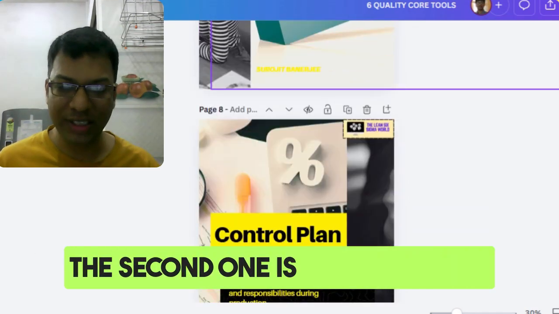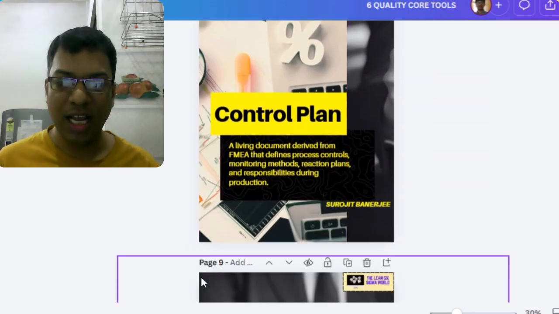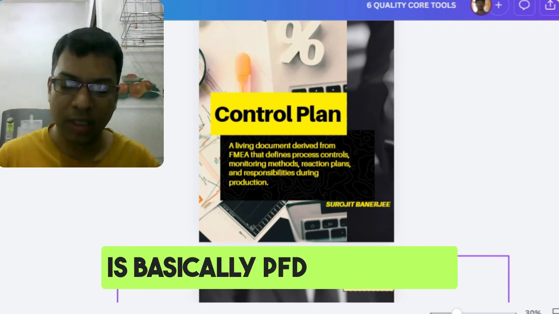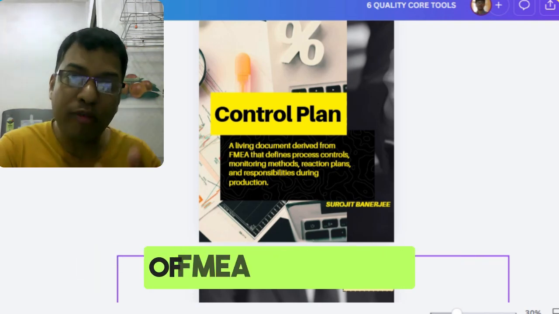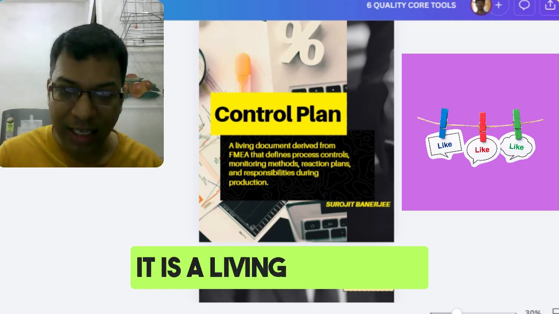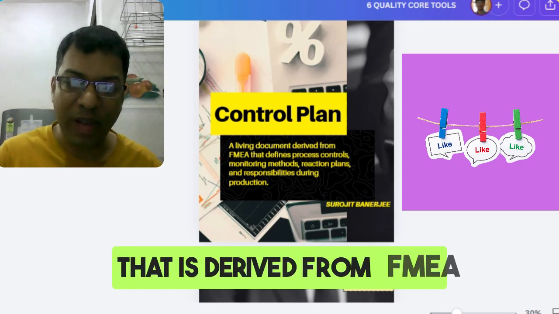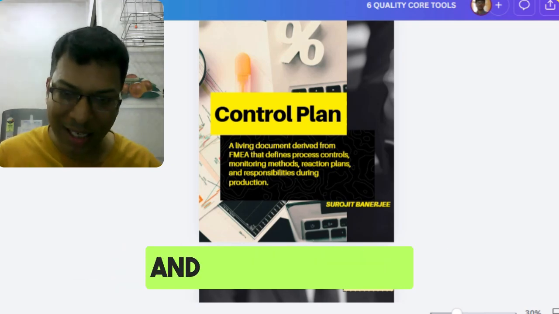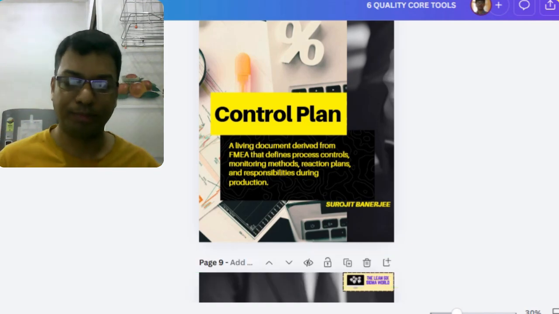Now the second one is control plan. The input to the FMEA is basically the PFD, process flow diagram, and the output of FMEA is basically your control plan. Okay, so control plan is a living document that is derived from FMEA that defines process controls, monitoring methods, reaction plans, and responsibilities during production.